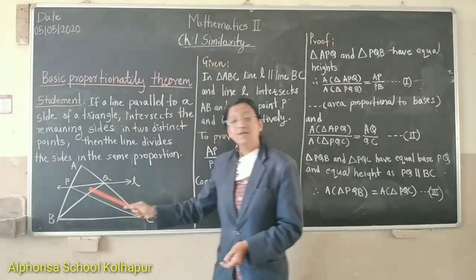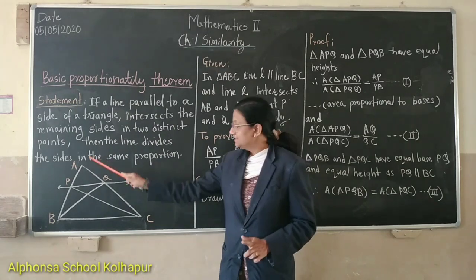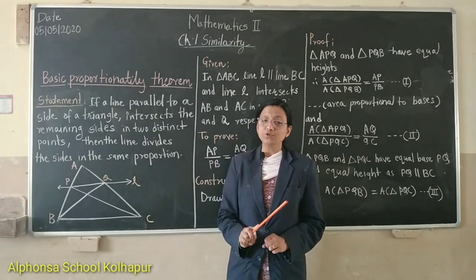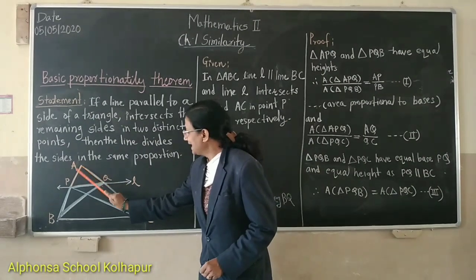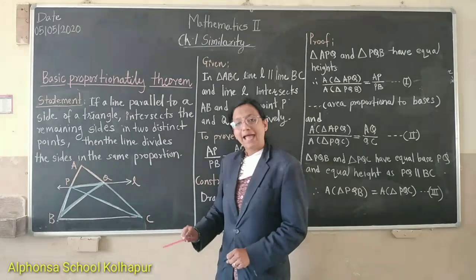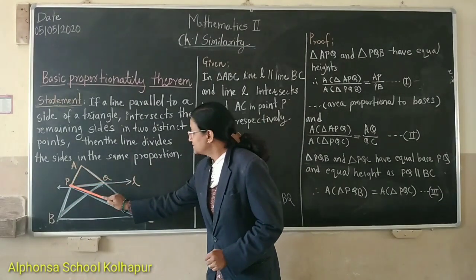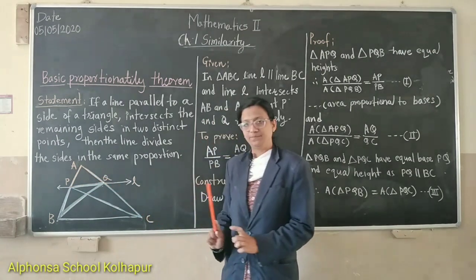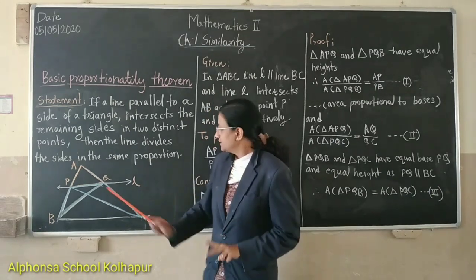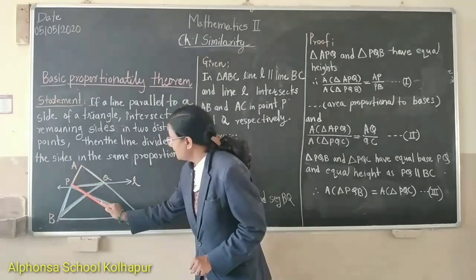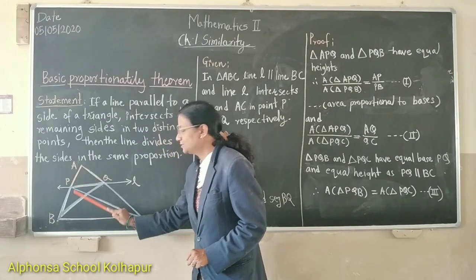Now see dear students, because of this construction, we have got different triangles in this given diagram. But we are going to concentrate only on three triangles: triangle APQ, triangle PQB, and third, triangle PQC. First, we'll compare only two triangles. Can you see, dear students? Triangle APQ and triangle PQB, only these two triangles.